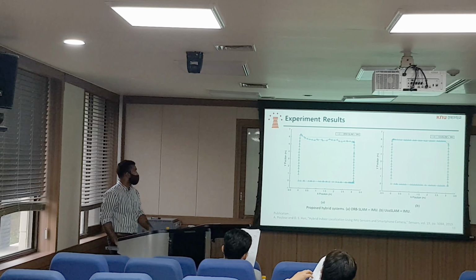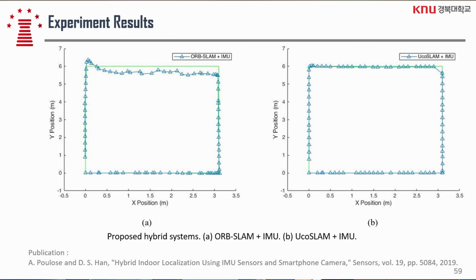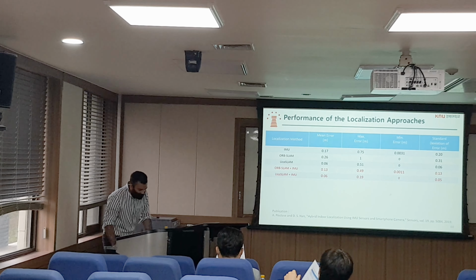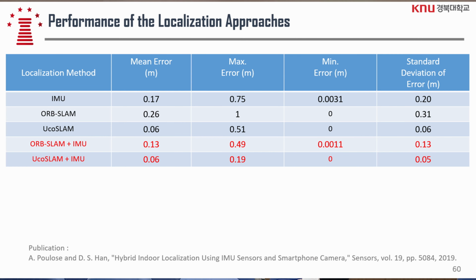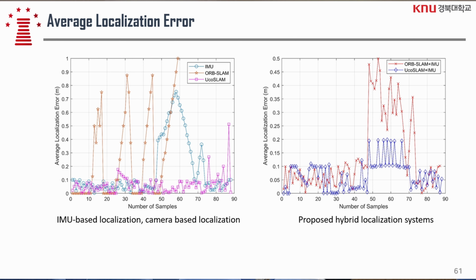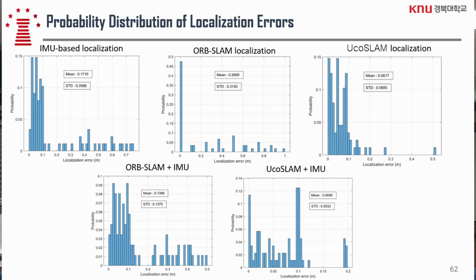When we combine both results, the ORB SLAM plus IMU result and the UcoSLAM plus IMU result, our performance improved as compared to the individual systems. So here is the result. Our proposed hybrid localization system using UcoSLAM plus IMU has 0.06, or 6 centimeter, localization error as compared to other approaches. To claim our proposed approach, we also estimated the average localization error and the probability distribution of localization error.